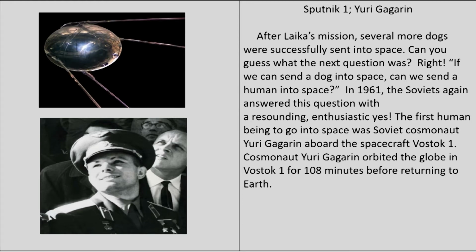Can you guess what the next question was? Right, if we can send a dog into space, can we send a human into space? In 1961, the Soviets again answered this question with a resounding, enthusiastic yes. The first human being to go into space was Soviet cosmonaut Yuri Gagarin aboard the spacecraft Vostok 1. Cosmonaut Yuri Gagarin orbited the Earth in Vostok 1 for 108 minutes before returning to Earth.